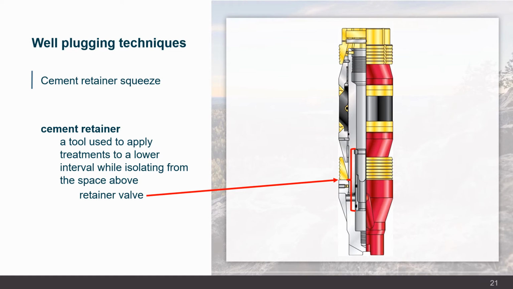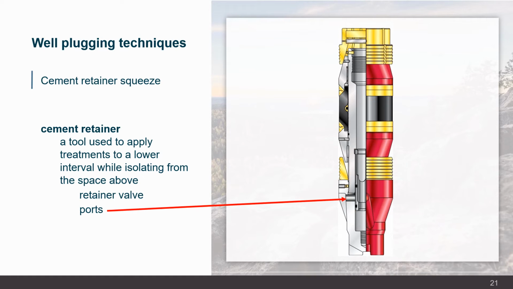First of all is the presence of a retainer valve, which here is shown in the closed position. When that valve is in the closed position, it acts just like a bridge plug in that no fluid can pass through the inside or the outside of the cement retainer. The second change is the presence of ports, which are holes through which fluids can flow once the retainer valve is open, as shown here.